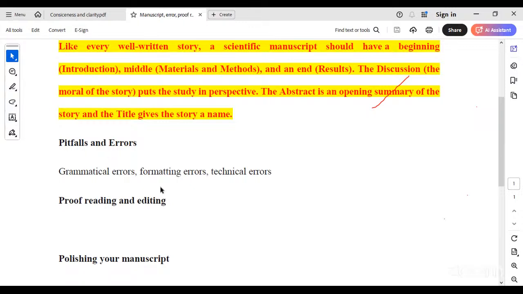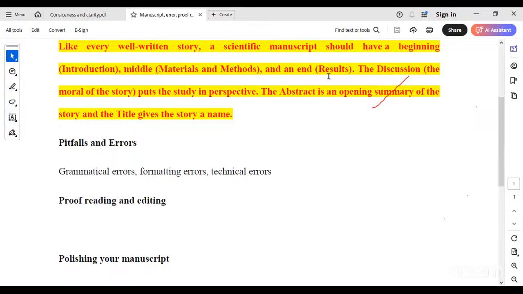Then comes the formatting error. Formatting errors arise because every research journal has its own structure. Yesterday I told you that some research journals ask you to write your results in a structured manner, like giving headings in the results.